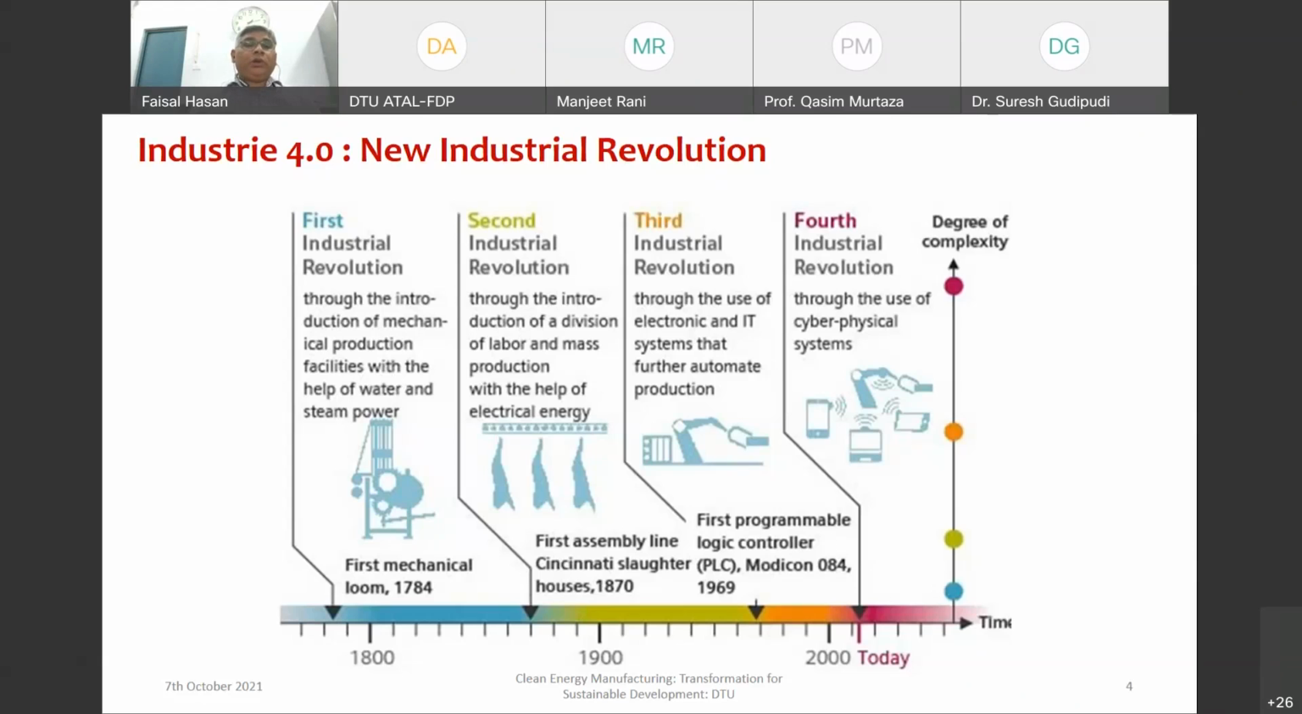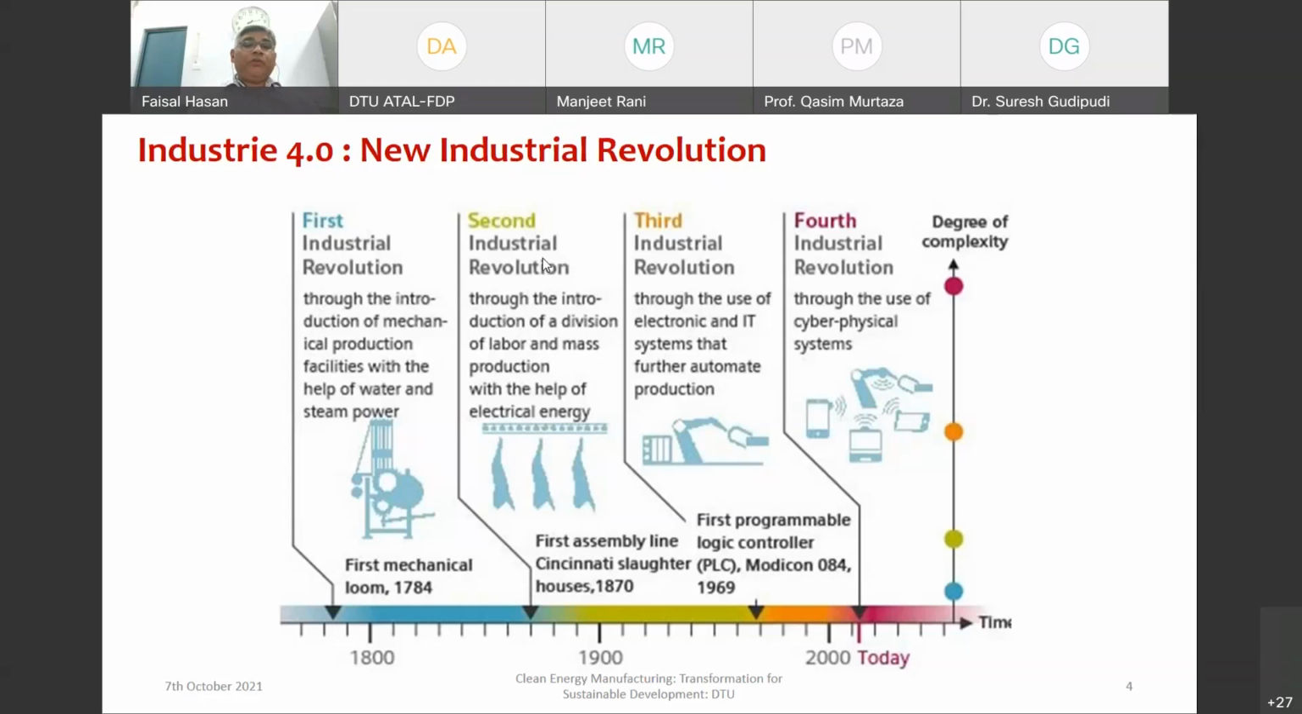Now, when we talk of the second industrial revolution, switching over from first to second, the basic difference between the two is that here we are moving towards the scientific school of thought. Taylor's principle, division of work, division of labor, get into the picture, and electrical energy is now available for the equipment and machinery to function. That revolution is basically termed the second industrial revolution. So, introduction of division of labor and, of course, mass production with the help of electric energy.